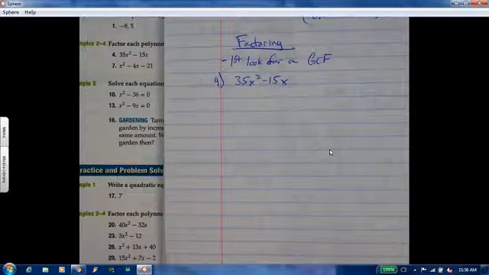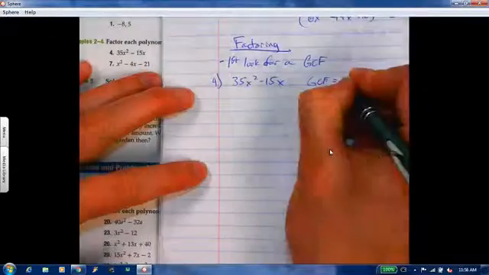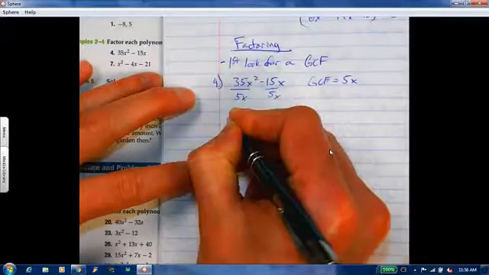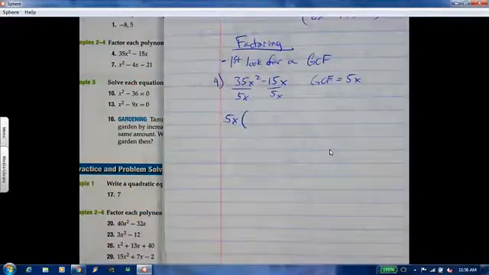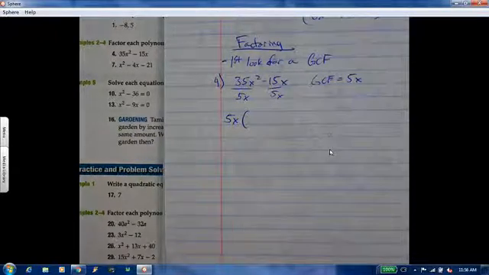So our greatest common factor is going to be 5x. We're going to divide both of these by 5x. That common factor goes in front of a parenthesis. Because remember, we're factoring. We're finding out what multiplies to this answer. What multiplies to that answer? Since there's pluses and minuses in it, it will have to be some sort of distribution problem.